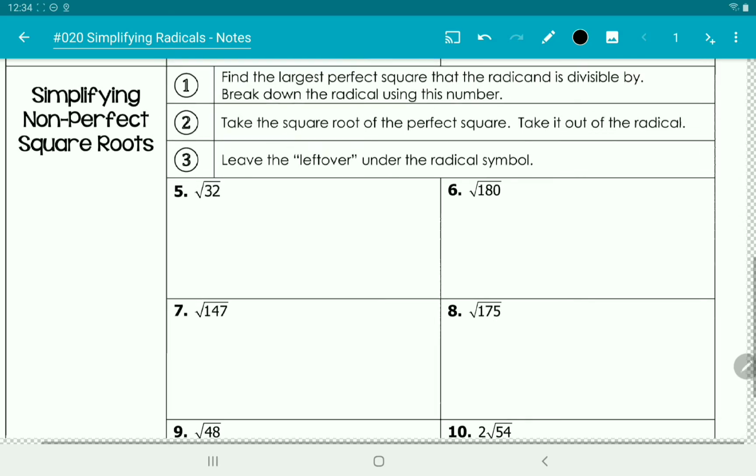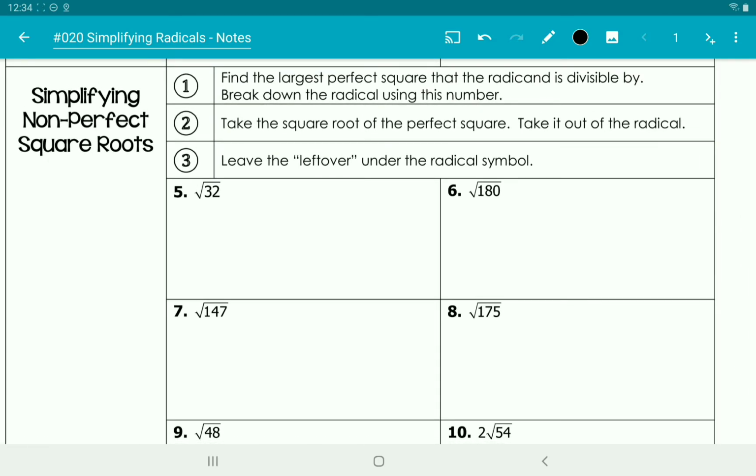So this is mainly what we need to focus on, is simplifying these non-perfect square roots. You're not always going to get an exact number, you're going to get a decimal. So first, we're going to start out by taking the number underneath the radical, the radicand, okay? We're going to take this number and we're going to list out its factors until we can find a perfect square, okay? So looking at 32, we have 1 and 32.